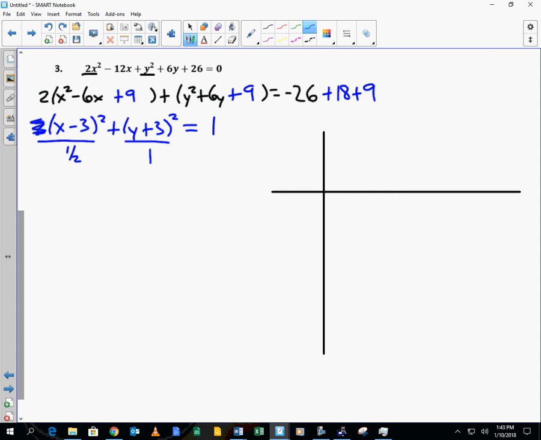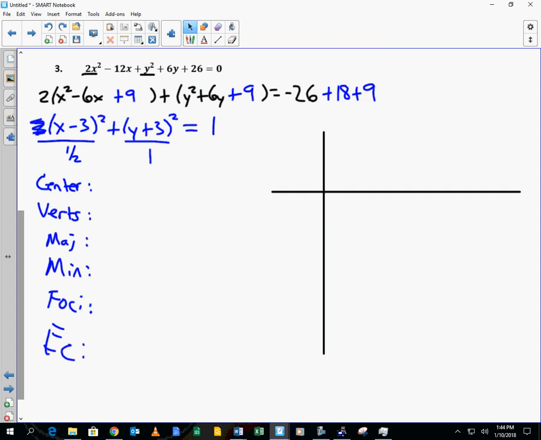I got an ellipse. I need the center. I need the vertices. I need the length of the major axis. I need the length of the minor axis. I need the foci. And I need the eccentricity. Here we go. Center.